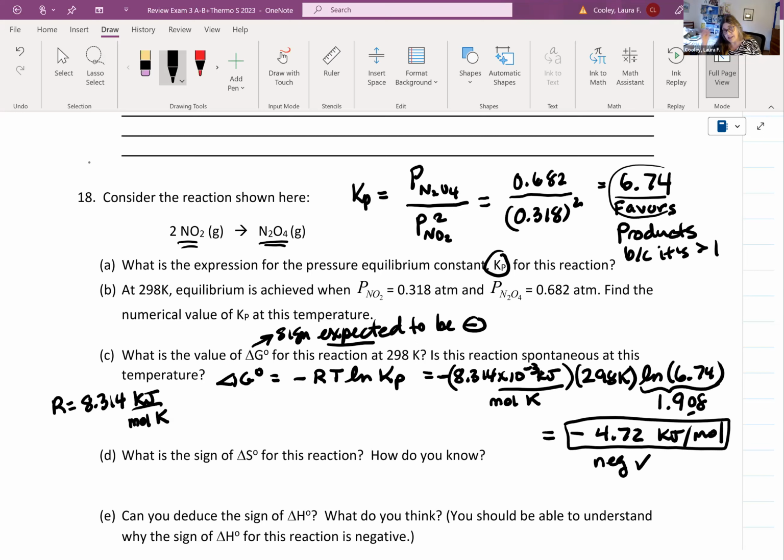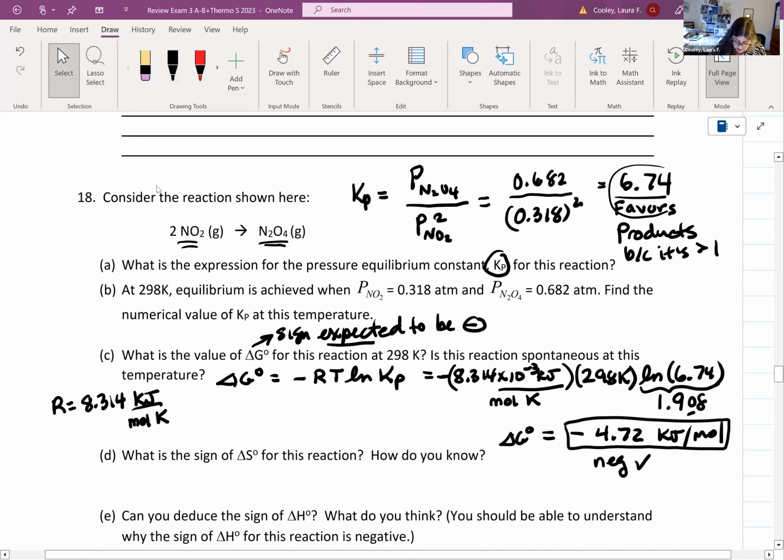And because K is greater than 1, but not hugely greater than 1, the delta G is negative, but it's not like negative 400, it's just negative 5, right? It's negative, a modest number.